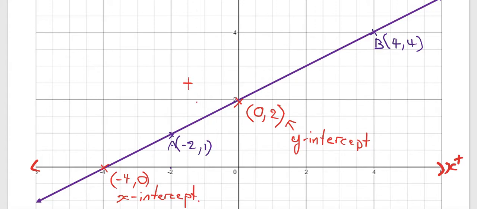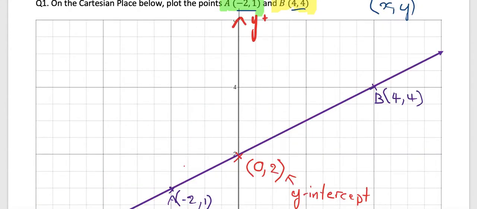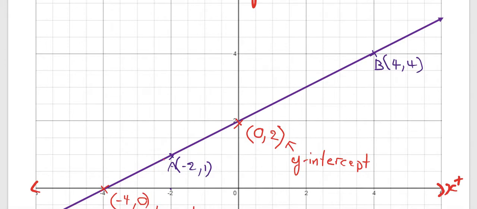They cut where the grid meets. So it's not half a grid line, it's not a third of a grid line, it's exactly at point -2 on 1 and 4 on 4. So if we draw, say, if we go upwards and then we go across, we get this nice triangle.